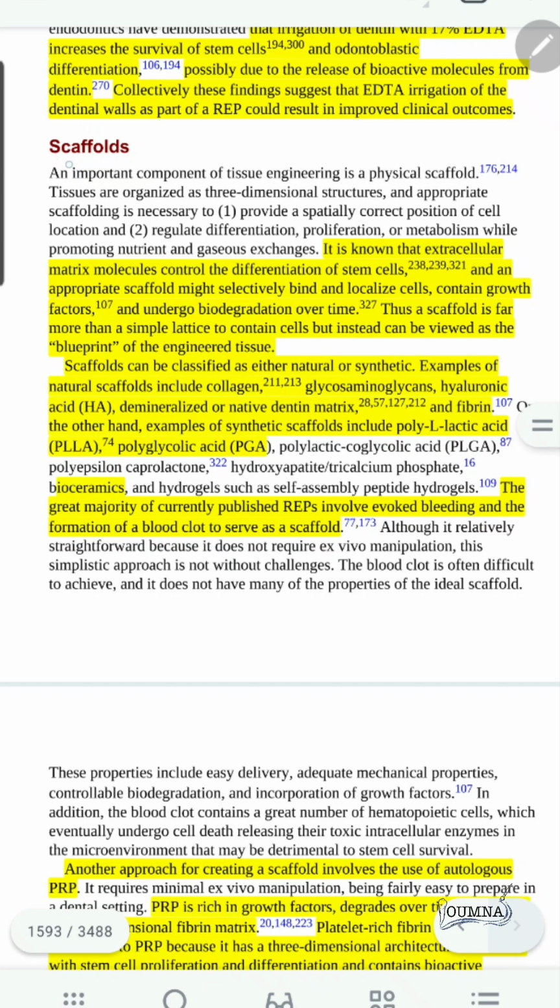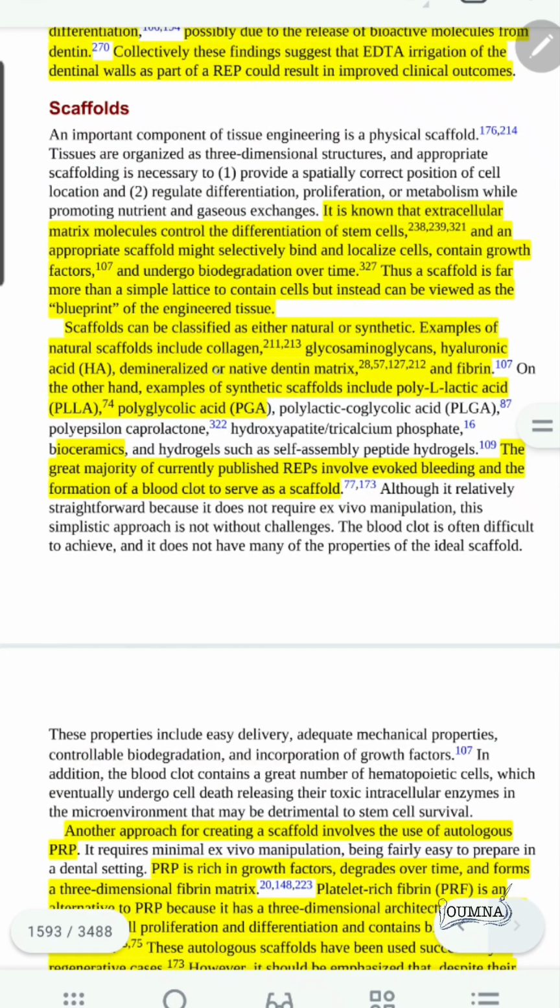After that, the scaffold was introduced, which is a matrix, whether natural or synthetic, that holds the cells, the stem cells, and the growth factors that will do the regeneration of the tissue inside the pulp. Mostly now we use collagen as a matrix that holds these molecules.